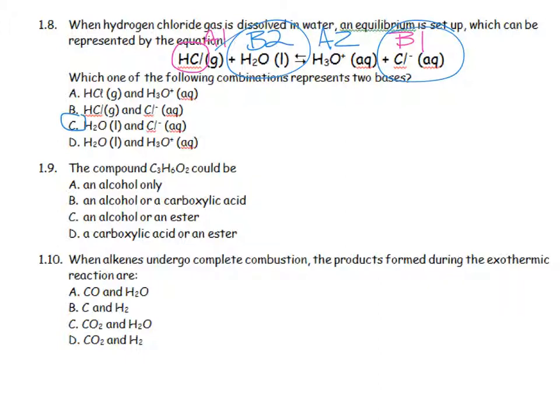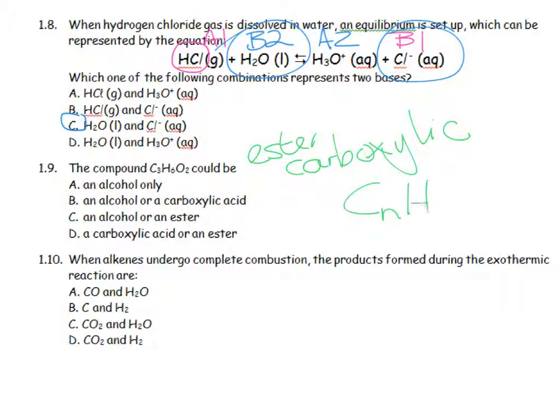The compound over here with two O's, this is a classic question, it's either going to land up being an ester or a carboxylic acid, because that's the general formula for an ester and a carboxylic acid, where you have CnH2nO2. So therefore, ester or carboxylic acid is D. And when alkenes undergo complete combustion, the products formed during the exothermic reaction are water and carbon dioxide, so your answer is going to be C.